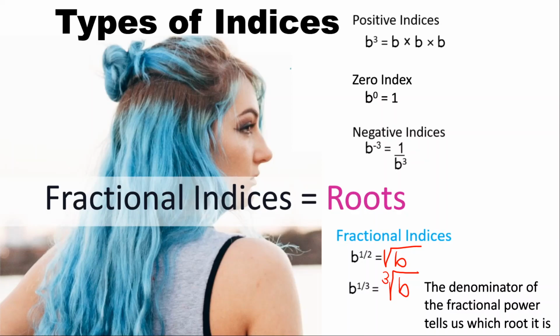Remember that when you square root, you don't need to put the little 2 here, although you could. When you cube root, you must make it clear that this is the 3rd root of b. So the denominator, whatever it is, tells us which root of the base we're finding. And we could have square roots, cube roots, 4th roots, 5th roots, 6th roots, any kind of root you like.